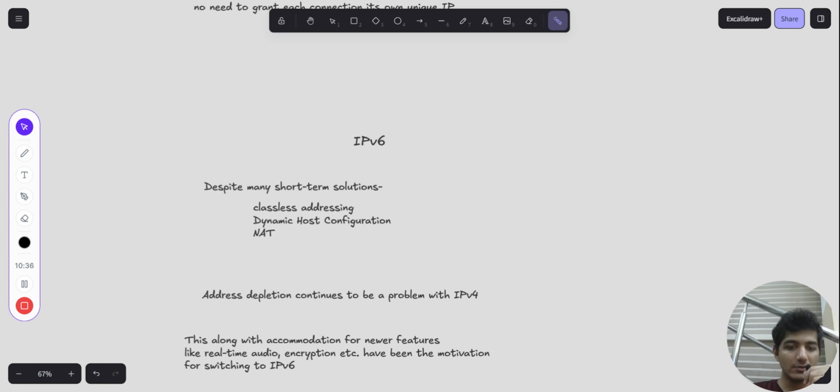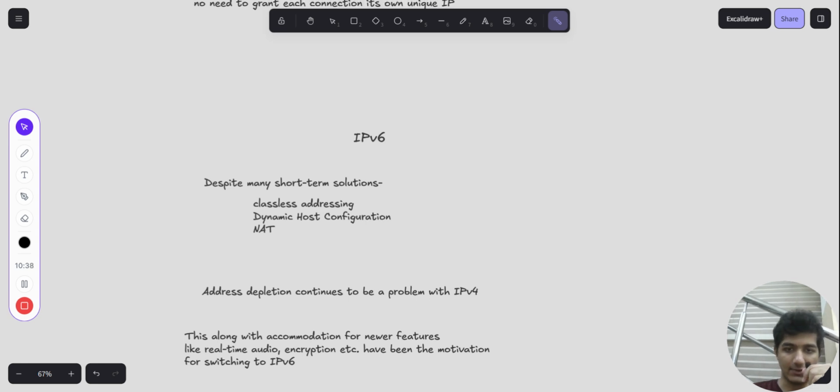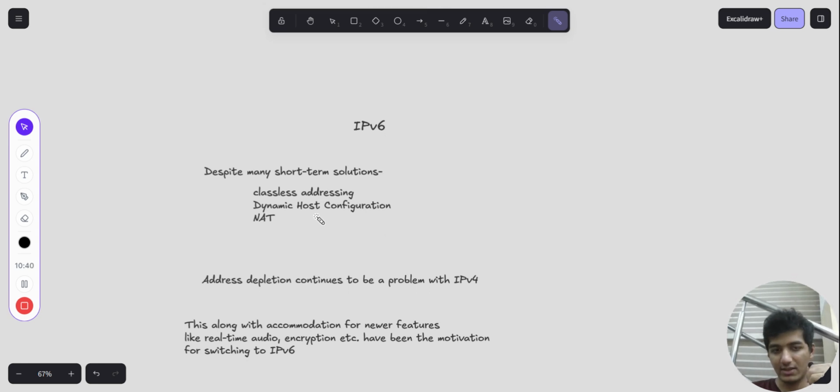Now, we've gone over a lot of short-term solutions for address depletion. We've seen classless addressing, we've seen NAT. Another one is dynamic host configuration, where each host is given an IP address dynamically. But despite all these, address depletion still continues to be a problem, simply because there are too many hosts now.